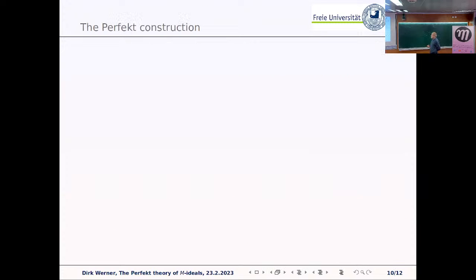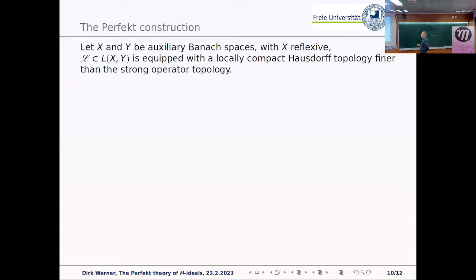So, how does he do this? We are now trying to explain this construction from the wrong end, as it were. And you will see in a minute. So, again, we want to describe these E and E naught things, but for this we need auxiliary spaces, a reflexive space X and an arbitrary space Y. Then we look at the operators from X into Y, and we select a subset script L of this operator space that is equipped with a locally compact Hausdorff topology, which is finer than the strong operator topology.